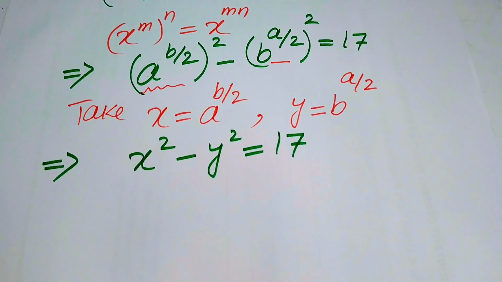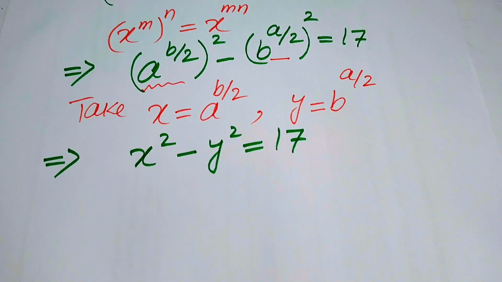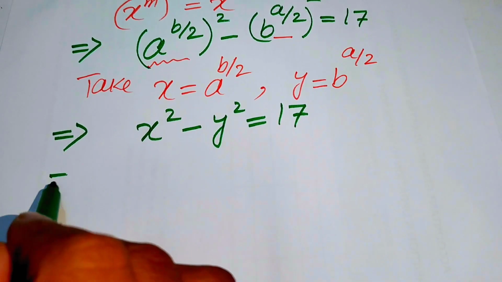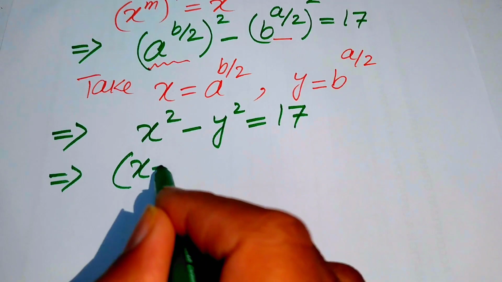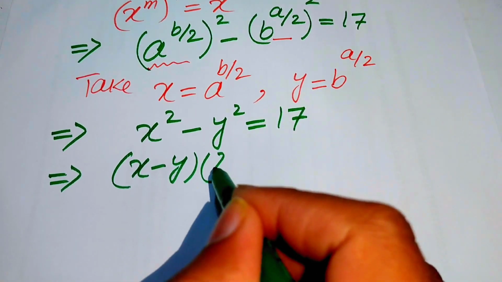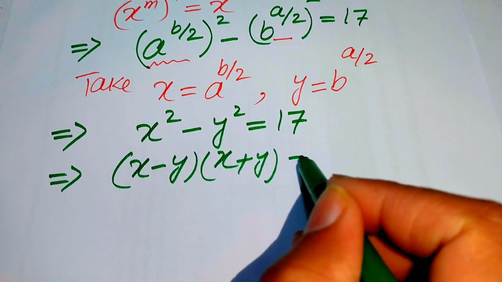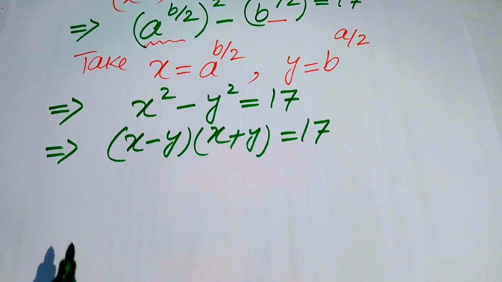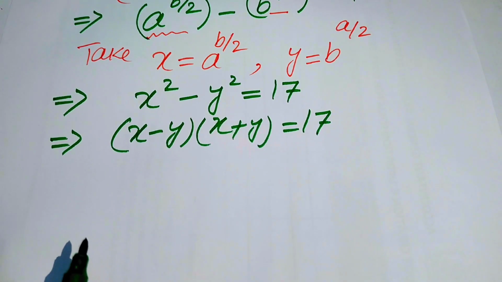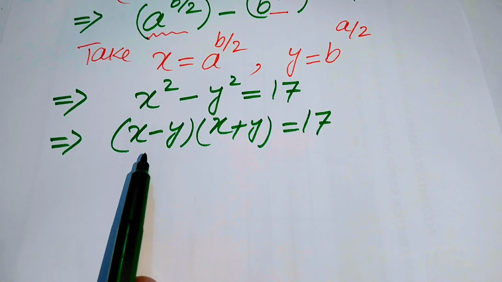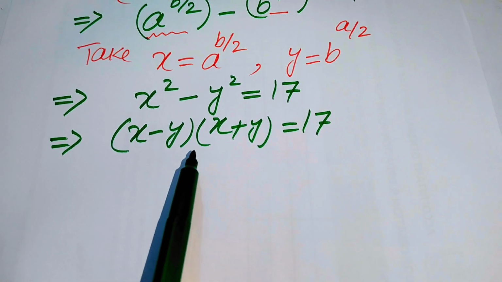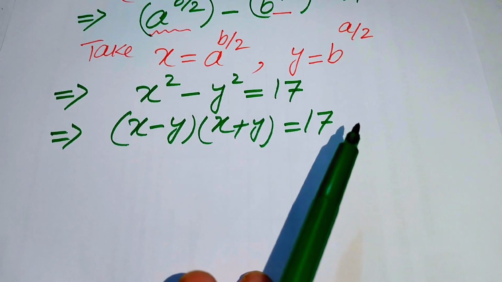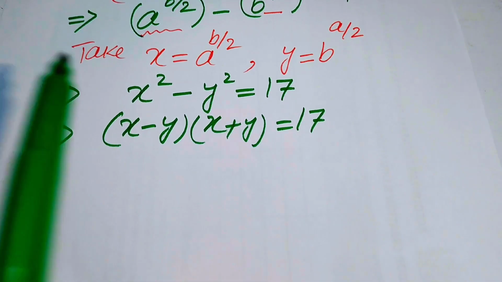So now in the left hand side you see this becomes the algebraic formula, x square minus y square. So we know that x square minus y square equals x minus y times x plus y, and this whole equation equals 17. And now you focus on the left hand side, and you see we have two factors multiplied by each other, but in the right hand side we have only one factor. So now we convert our right hand side into product form.